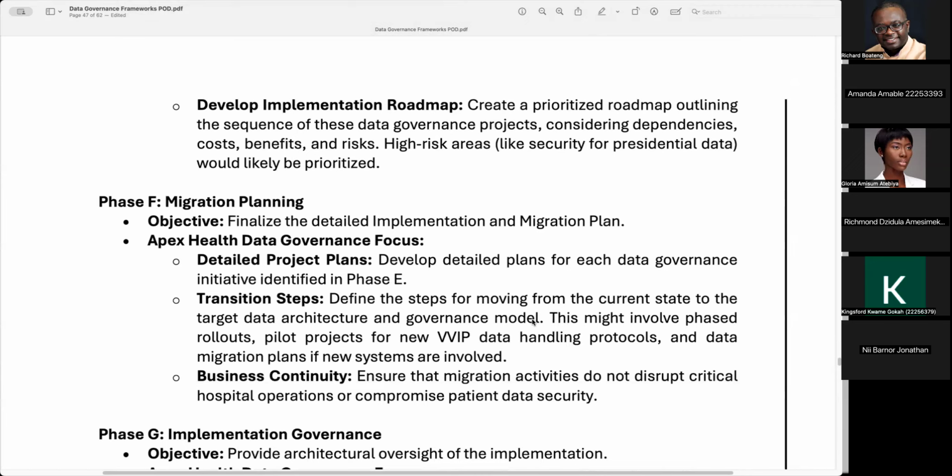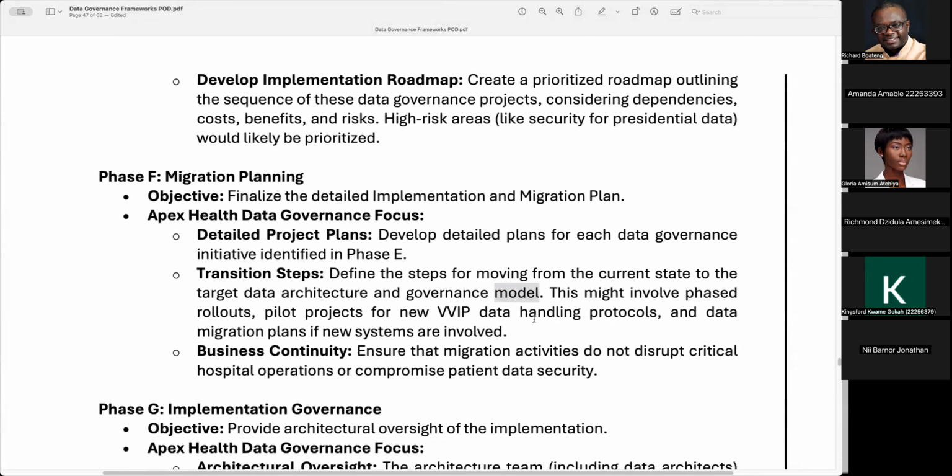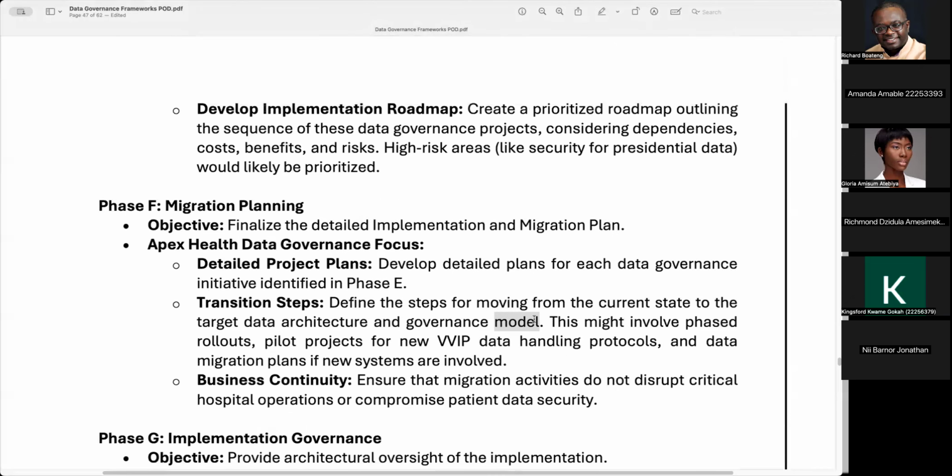Phase F migration planning then gets into the details of how to execute those projects. Right. This phase involves creating detailed project plans for the prioritized initiatives identified in Phase E. It defines the specific transition steps needed to move from the current state to the target architecture, potentially involving phased rollouts for new systems or security measures, piloting new VVIP-specific protocols in a controlled manner before full deployment, and planning for any necessary secure data migration activities.